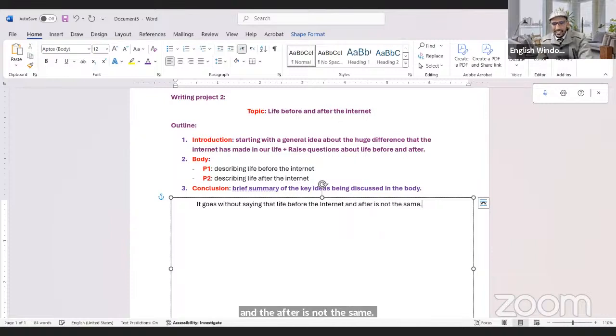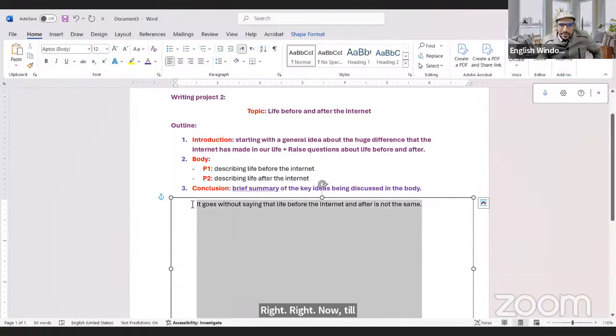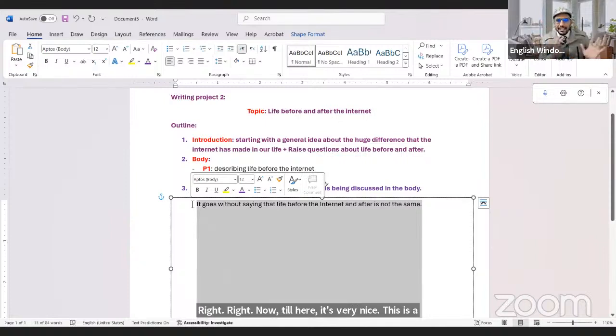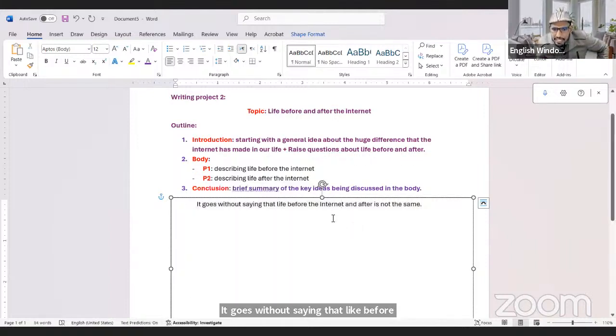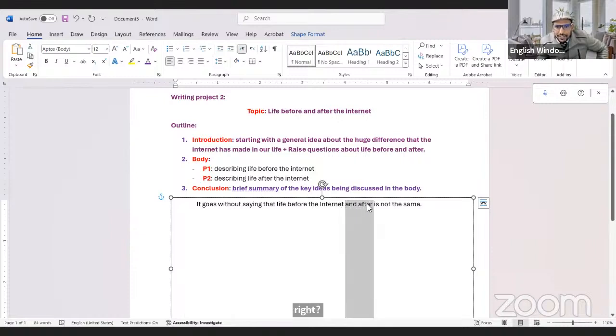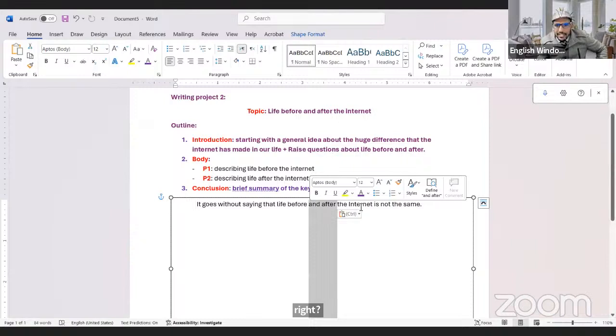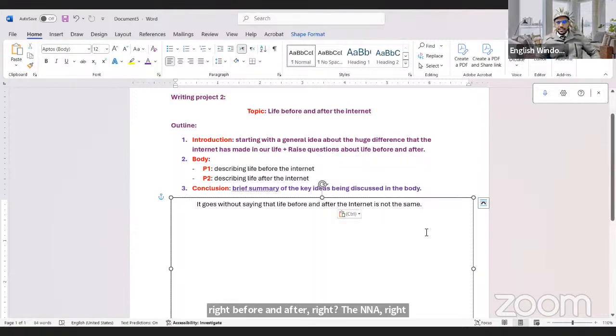Right. Now, till here, it's very nice. This is a topic sentence. It's to the point. It goes without saying that life before and after the internet is not the same. Very good.